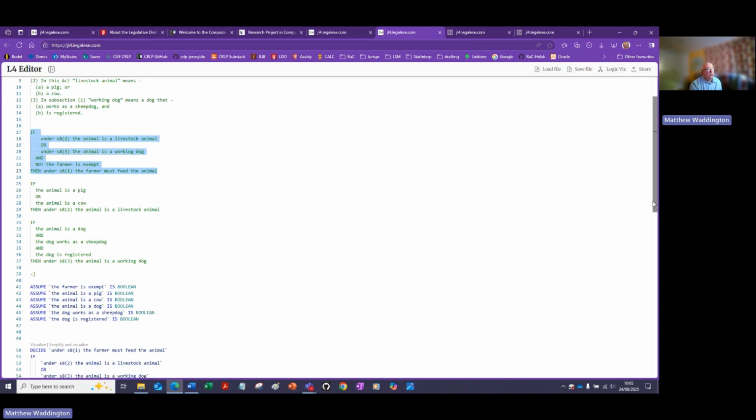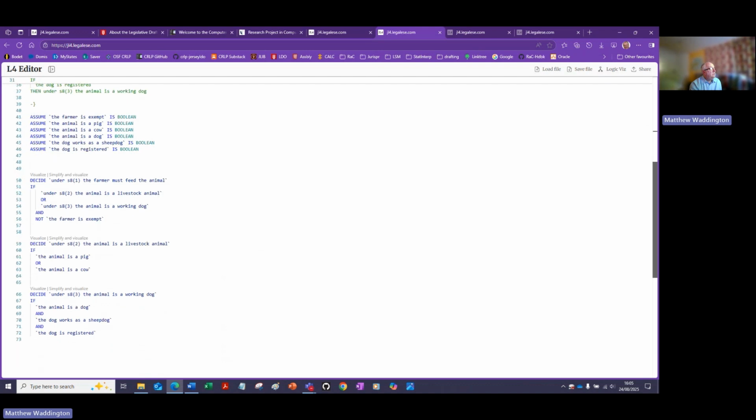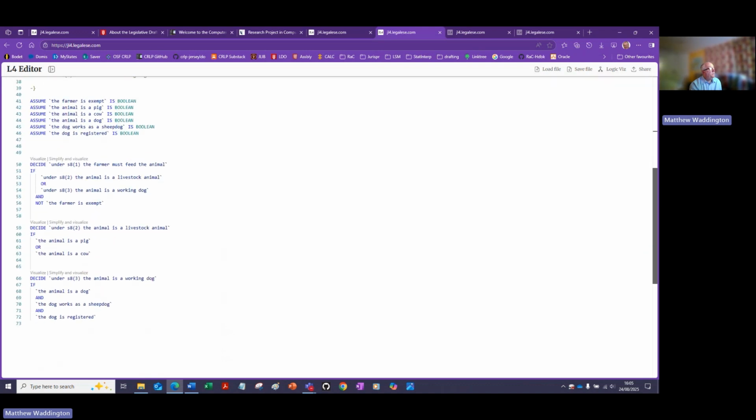What we then need to do is to turn that into actual L4, but that is a mechanical exercise. This is the actual L4. What the L4 itself does, it says assume the farmer is exempt is Boolean. Now we're hoping to replace the word Boolean by just true false. The point about your draft is that you know that you have to draft each of the conditions in a way that a court can decide yes or no about them. They either are met or they're not.